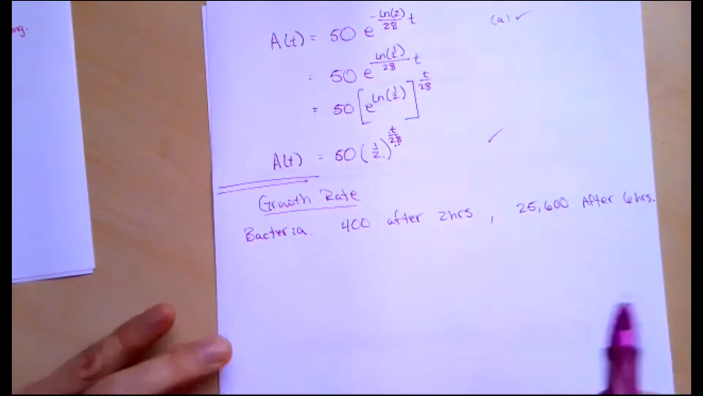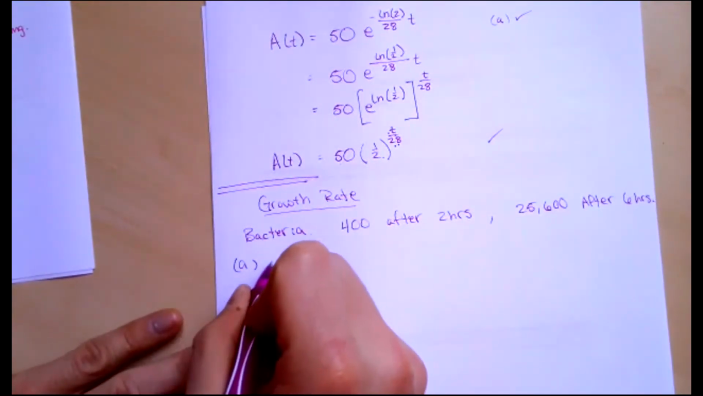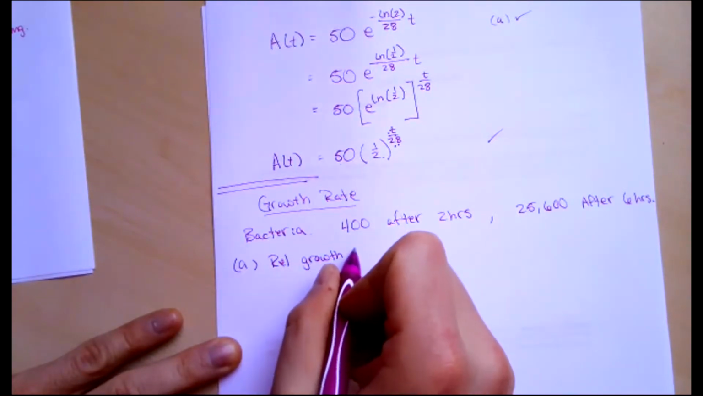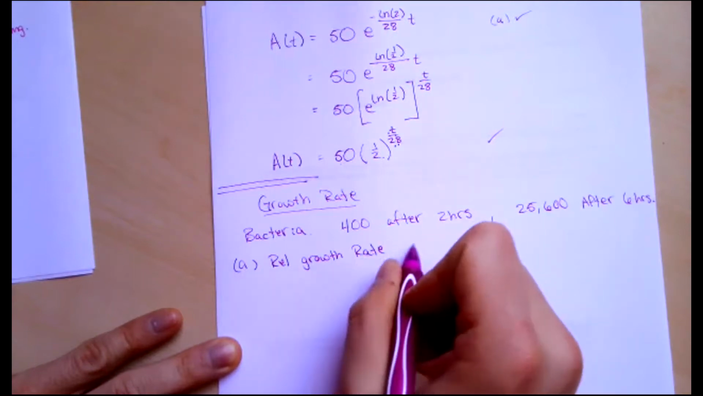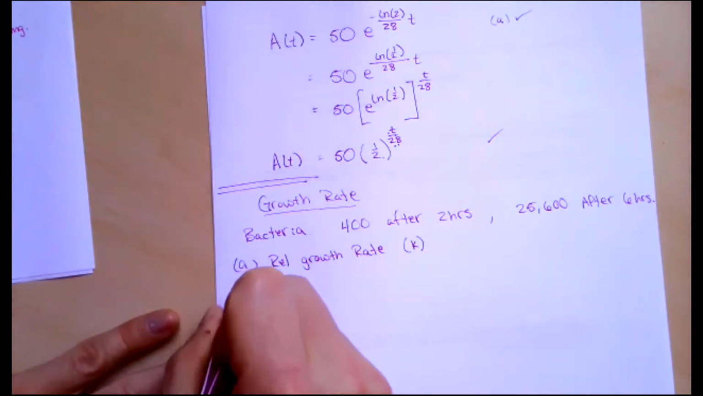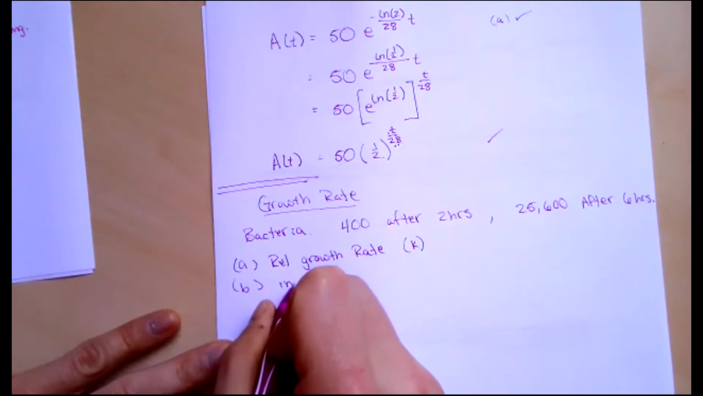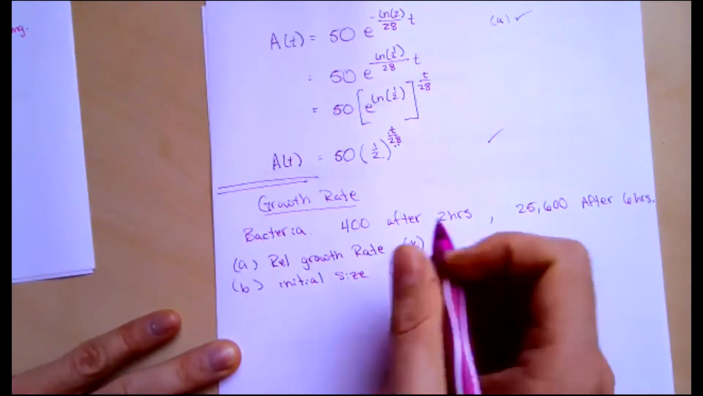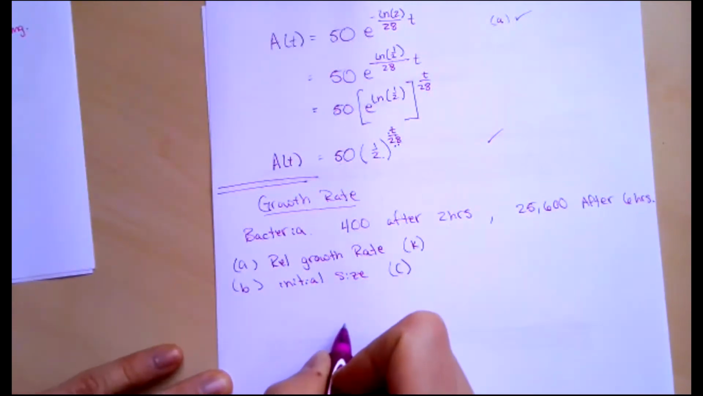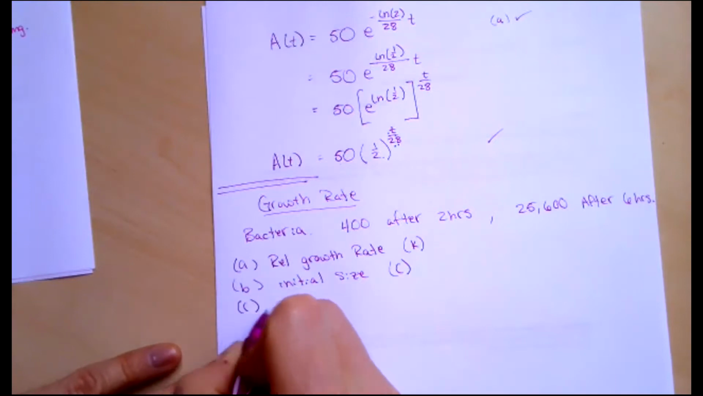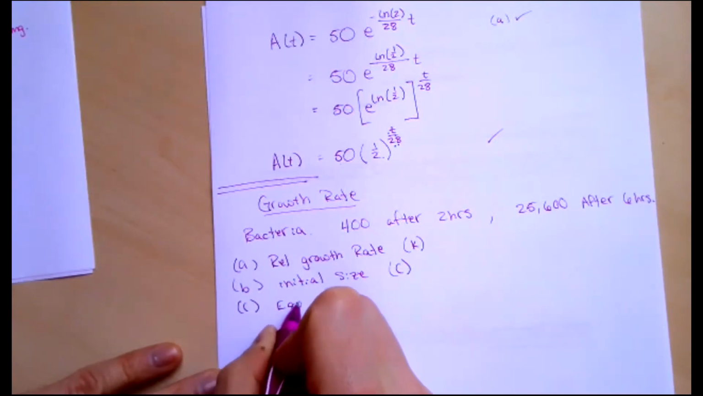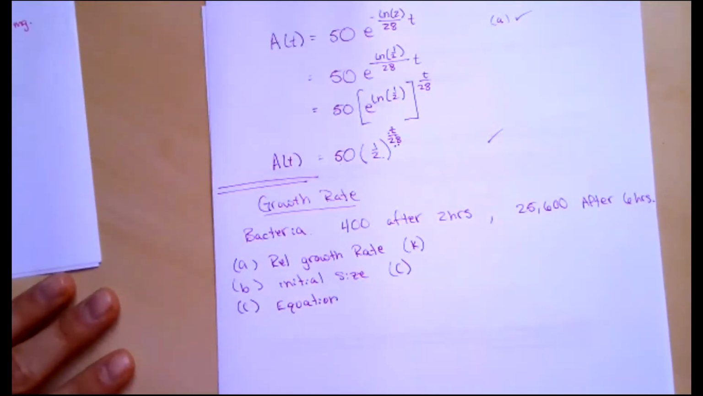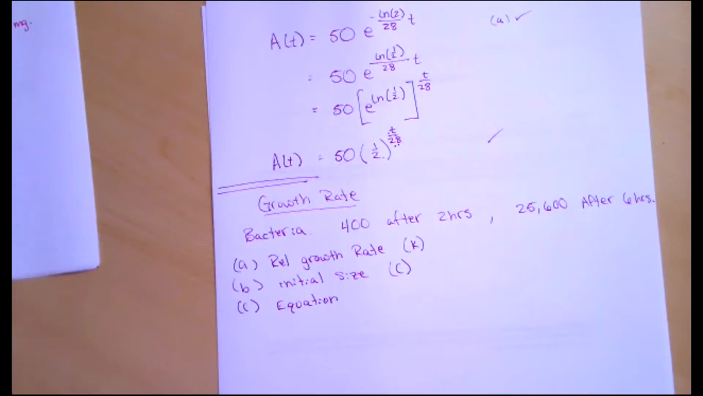So things we want to know: the relative growth rate, remember that's our K; the initial size, that was our C in the last one; and of course the equation. And then maybe some extra things we'll ask based off of that equation. We'll see what we're at with time.